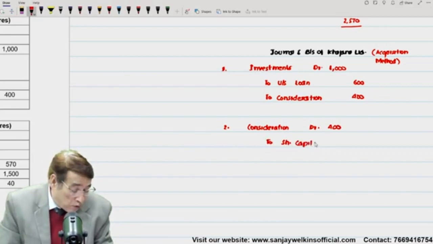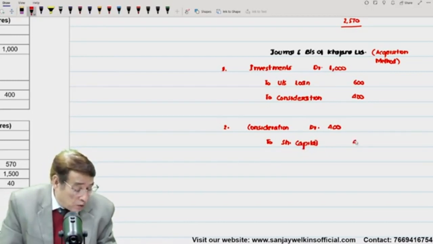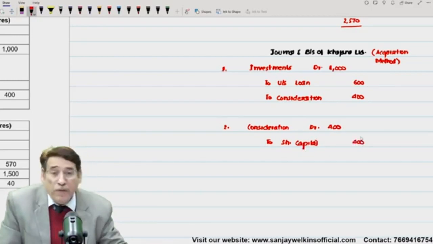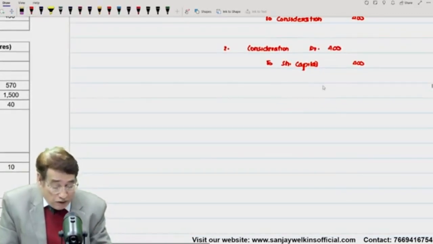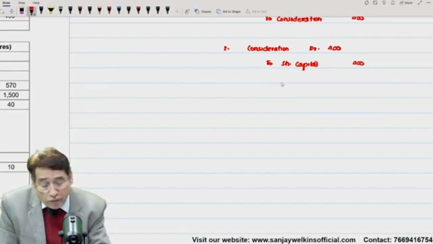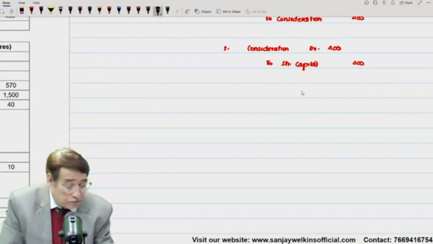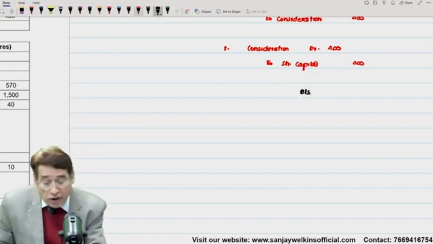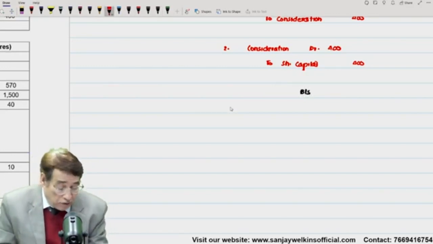So I will write here, to share capital. Correct? In the outer column, I am going to write 400. Is it clear to you? Then I prepare the balance sheet. Now we are in a position to prepare the balance sheet. As far as balance sheet is concerned, first of all, as usual, I am going to write the assets.